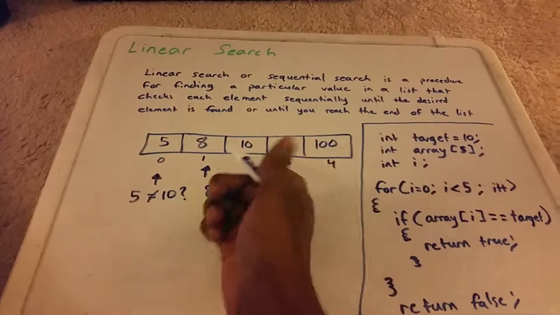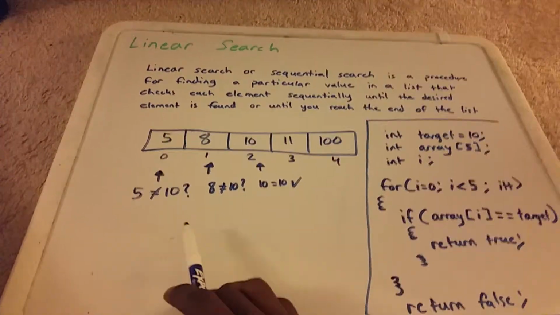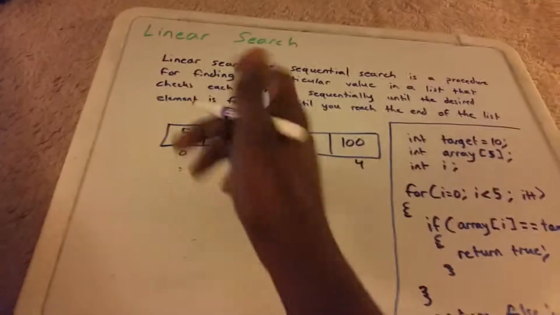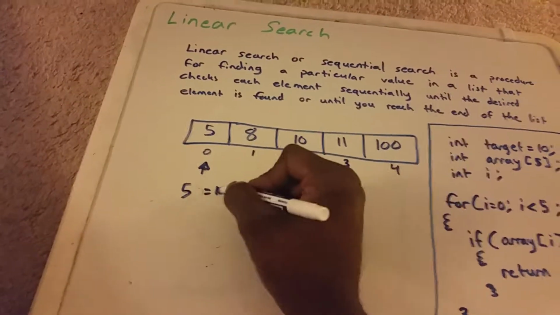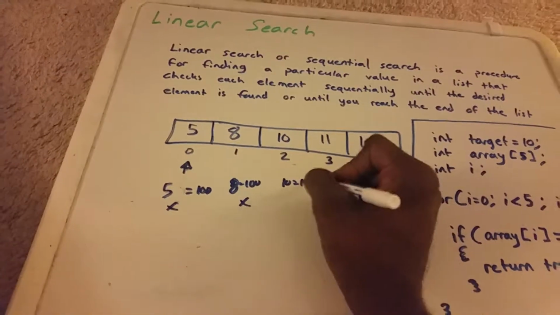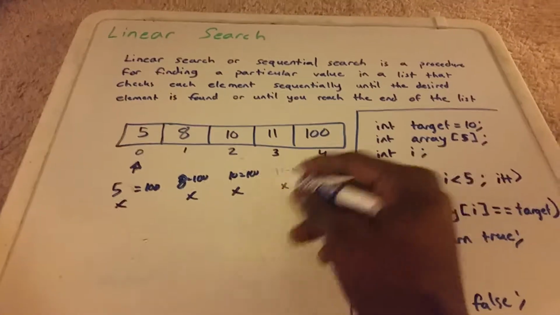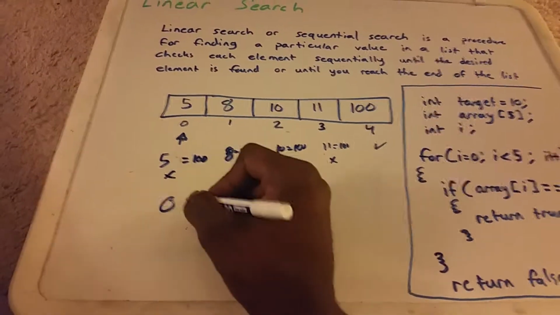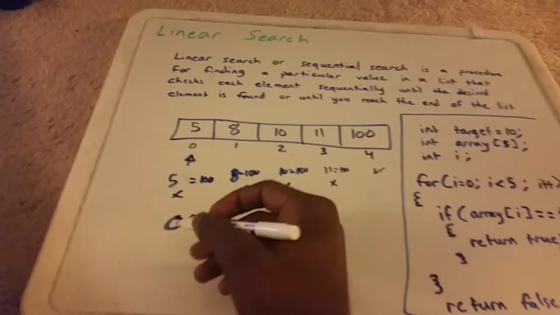Now, what's the worst time of this? Well, in the worst case, we find the element at the end of the list. So if we were looking for element 100, we'd go through the whole list. So we go from here, look for 100. Does 5 equal 100? No. 8 equal 100? No. 10 equal 100? No. 11 equal 100? No. And then we find 100 here. So we went through 1, 2, 3, 4, 5 elements in this case. So the worst time would be big O of n, because we go through n elements and n happens to be 5.